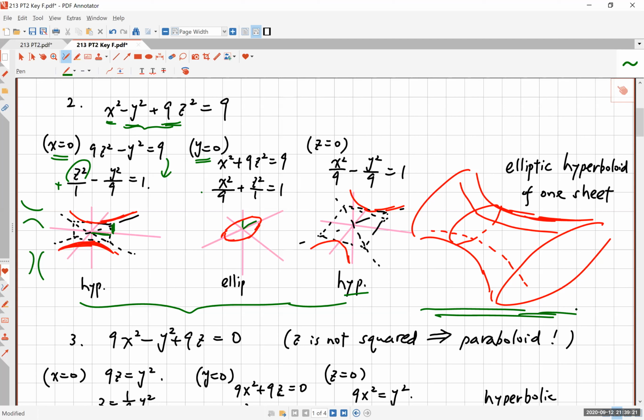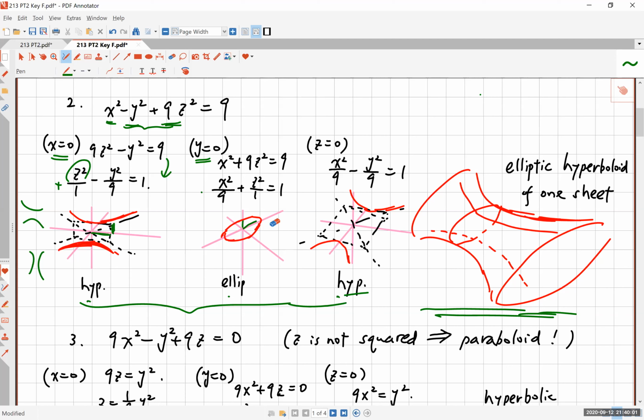And the name, of course, is important. You should be able to identify these surfaces by name. And since you have an ellipse, hyperbola, hyperbola, the answer is an elliptic hyperboloid. And since it's connected, as opposed to, remember, there's a disconnected version like this, that would be called an elliptic hyperboloid of 2 sheets, but here it's connected, so it's an elliptic hyperboloid of 1 sheet. I hope that makes sense. All right. Okay, let's go to number 3.